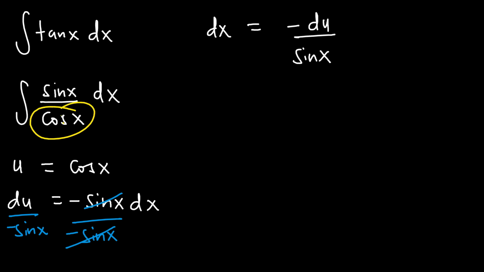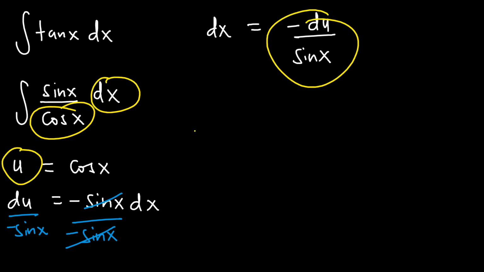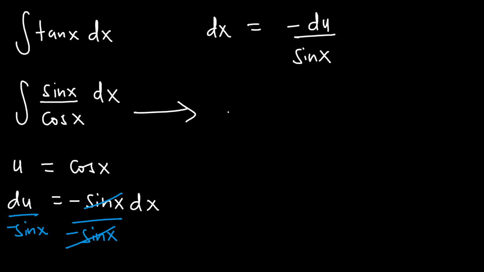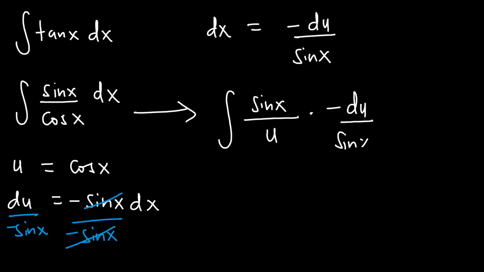So we shall replace cos x with u and then replace dx with this. So this will become the integral of sine x divided by u and then times negative du divided by sine x. This will cancel with that.